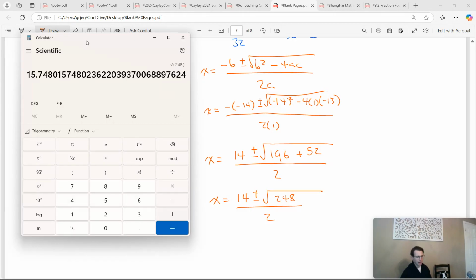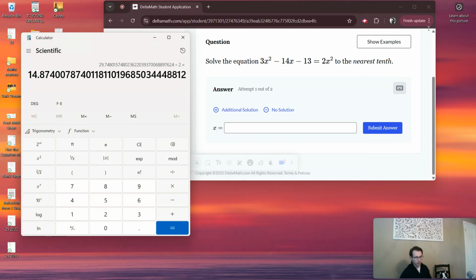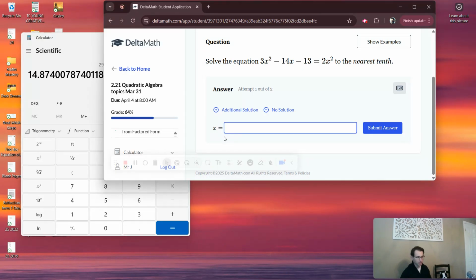And then we're going to add that to 14. That's the numerator in the positive case. Divide it by 2 is equal to this. Okay, so now that's one of the positive ones. And then notice we have to have multiple solutions here. So I'm going to say to the nearest tenth, that's 14.9, because the 7 makes the 8 round up.